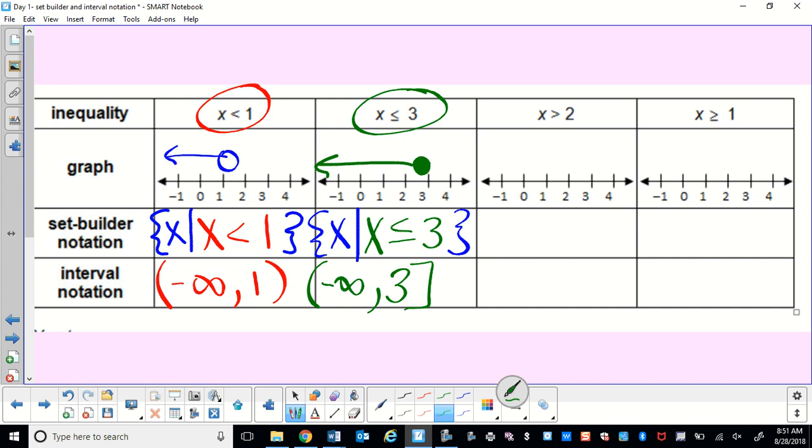All right, you guys try the third one. Third and fourth, naturally. Try it on your own. All right, let's do it.